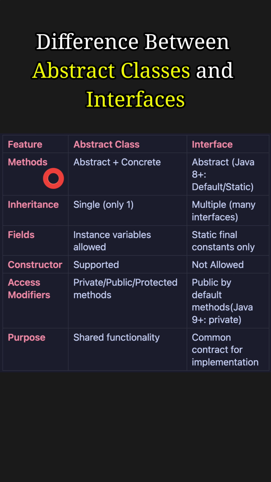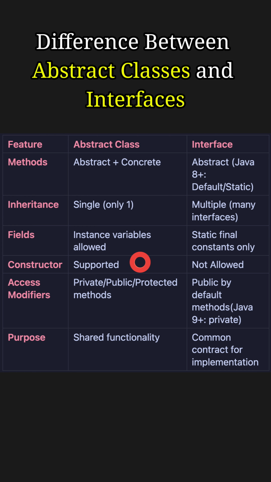Now let's quickly run down the main differences. First is method type. Abstract classes can have both abstract and concrete methods, while interfaces only had abstract methods originally, but default and static methods were added in Java 8. Now let's look at inheritance. Classes can only extend one abstract class, but they can implement multiple interfaces. When it comes to fields, abstract classes can have instance variables, while interfaces can only have static final constants, also known as compile time constants.